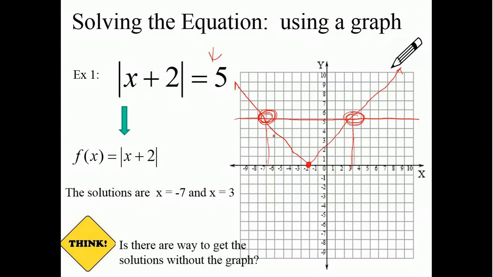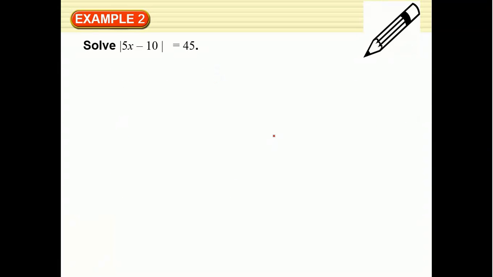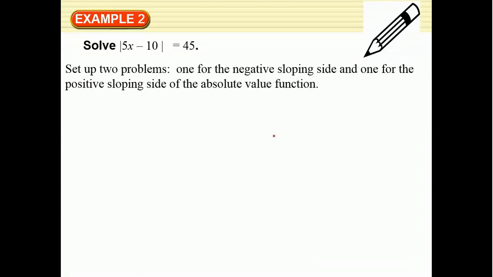We're not going to want to use our graph every single time. It's going to take us forever to do these problems. So let's figure it out using just plain math. I have |5x - 10| = 45. Now you're going to set up two problems: one for the negative sloping side of our V, and one for the positive sloping side. So I'll set up 5x - 10 = 45, that's one side of this problem. The other side is the negative version of that problem.